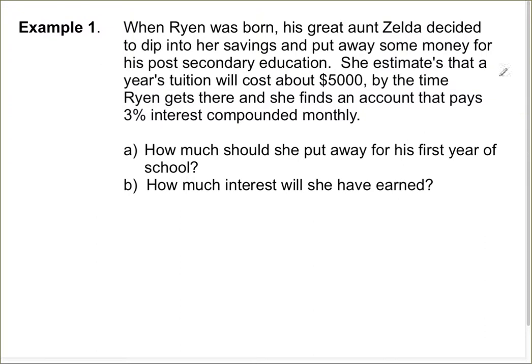So I'm going to highlight the important information here. $5,000 is the amount she wants to have saved up, so it's actually going to be our A value when we start putting things in. The other thing we have is 3% interest that is compounded monthly. First of all, the 3% interest we're going to use is 0.03. And compounded monthly means 12 times a year.